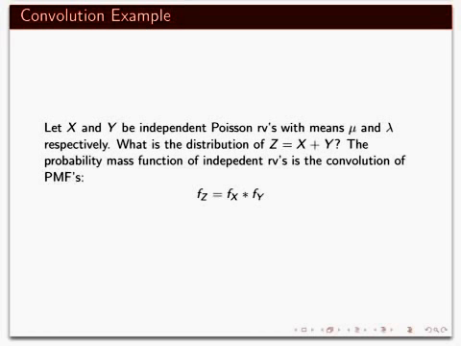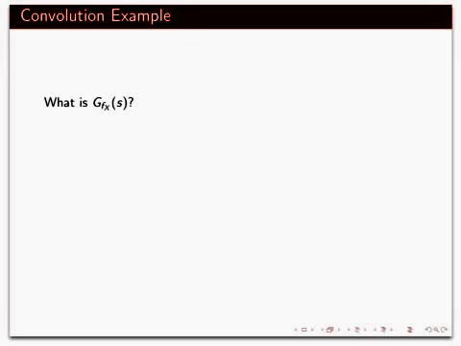One way to see it is that the probability mass function of the sum of independent random variables is a convolution of the probability mass functions. So here is the probability mass function of the sum, and these are the individual probability mass functions. You can think of the probability mass function of a non-negative integer random variable as a sequence of numbers: the probability that Z equals 0, the probability that Z equals 1, the probability that Z equals 2, and so on. So let's do a calculation.